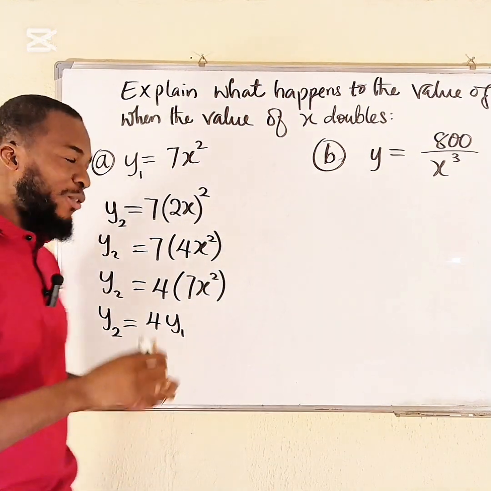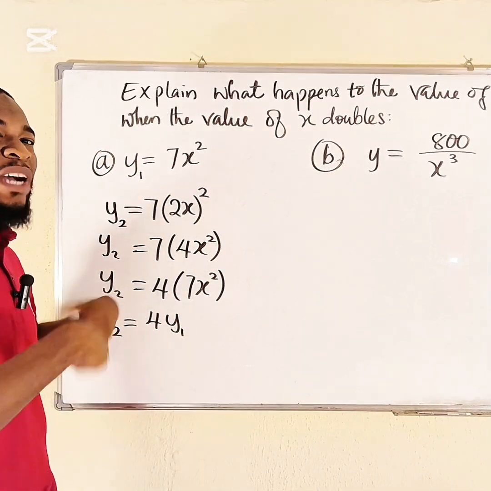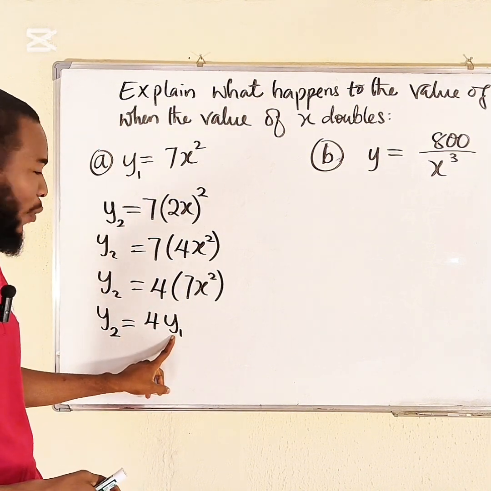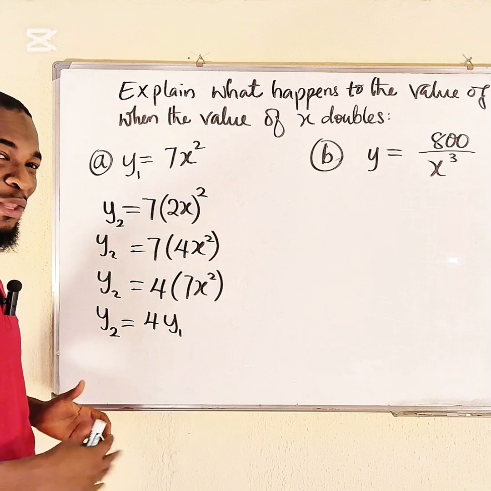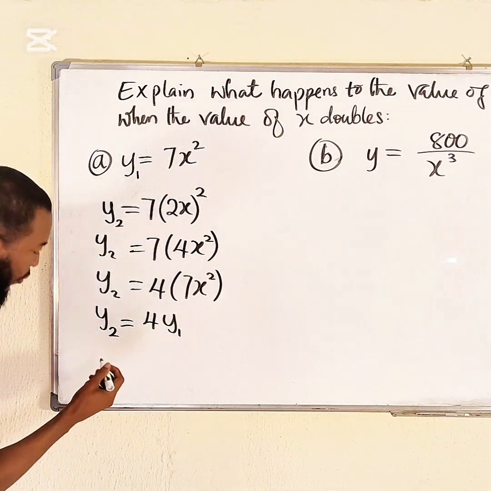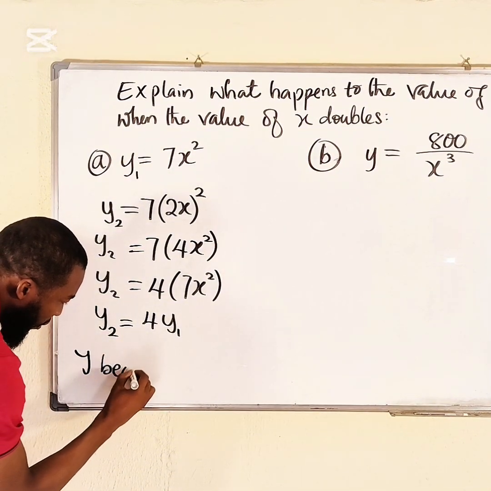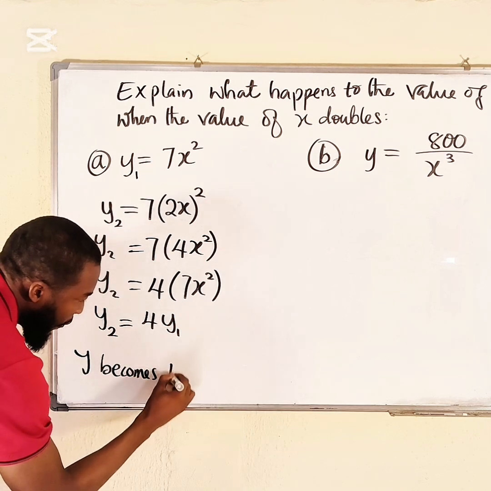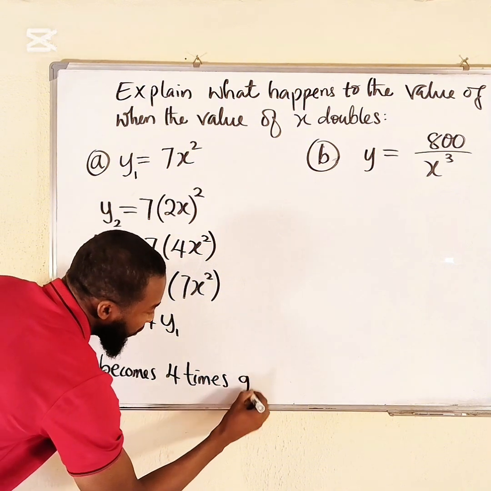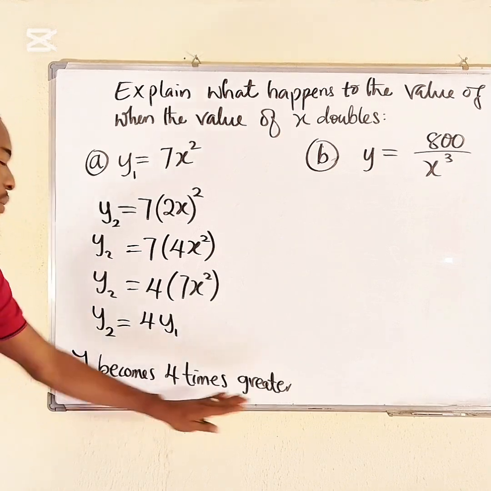So what conclusion can you draw? As we double the value of x, y will be 4 times greater than the original y. Look at it. This is the original y, which is y1. y2, which is our new y, is now 4 times the original y. So we conclude: y becomes 4 times greater.